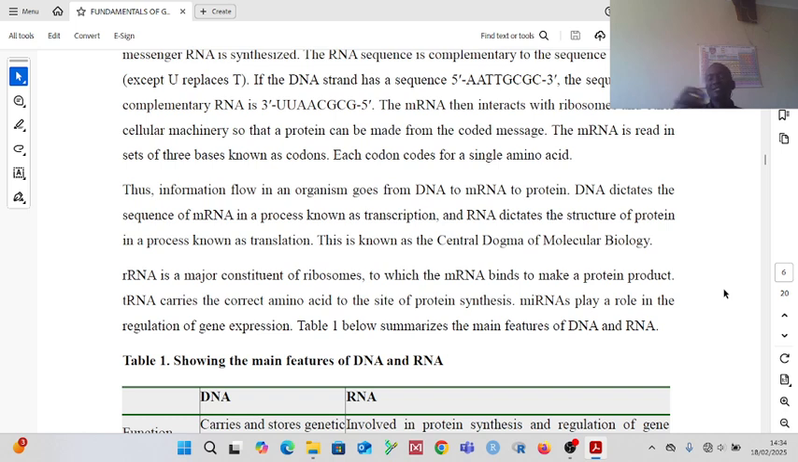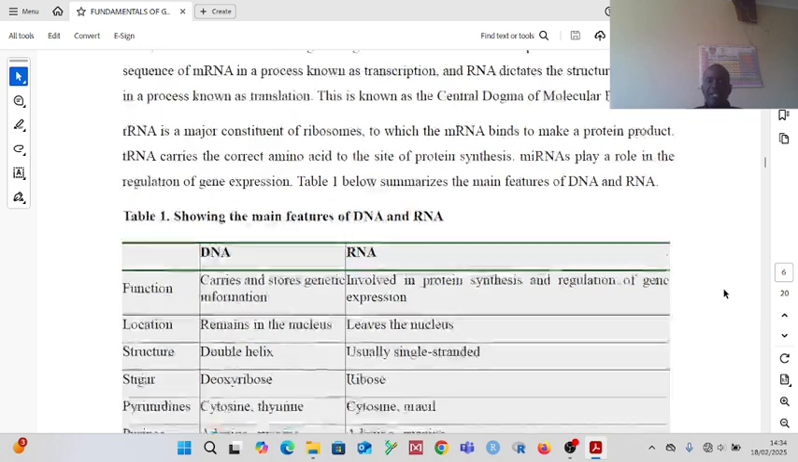This information about what the ribosomal RNA does, what the transfer RNA does, what the microRNA does, is not very critical at this level, but you will need it when we go to advanced genetics. But just remember that RNA exists in 4 types. You have messenger RNA, ribosomal RNA, transfer RNA, and microRNA.